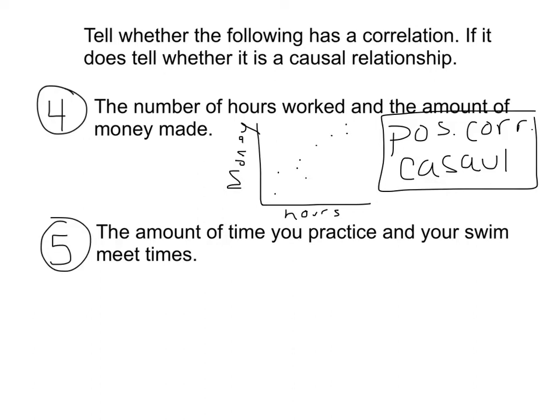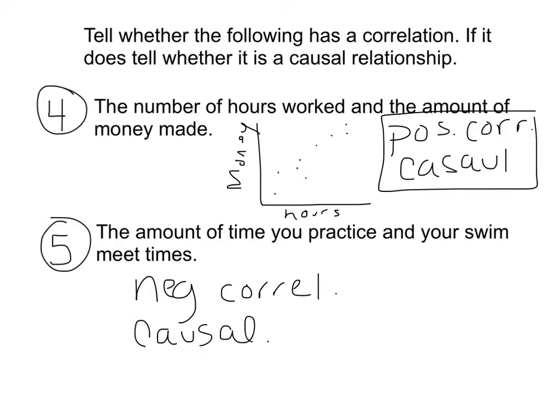Okay, number 5 here, the amount of time you practice and your swim meet times. Well, as you practice more, your swim meet times go down. So this would actually be a negative correlation because as one goes up, the other goes down. And this is also going to be a causal relationship because one affects the other directly.